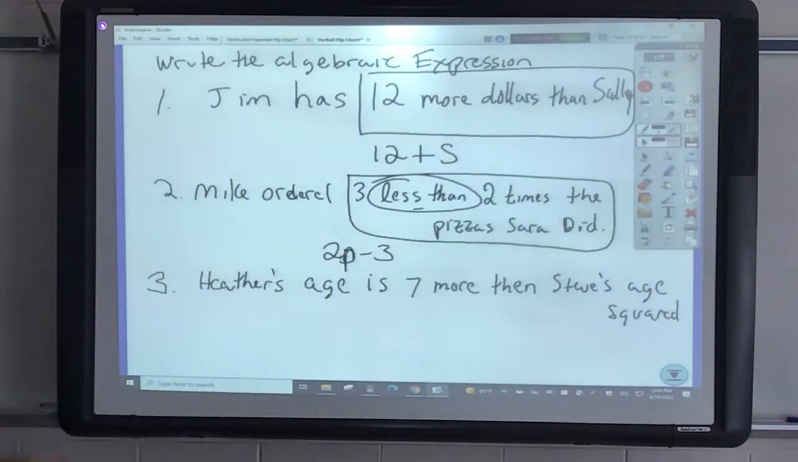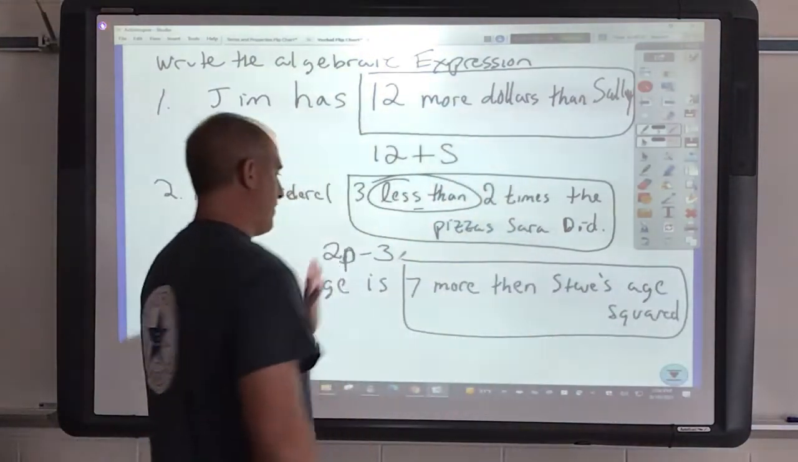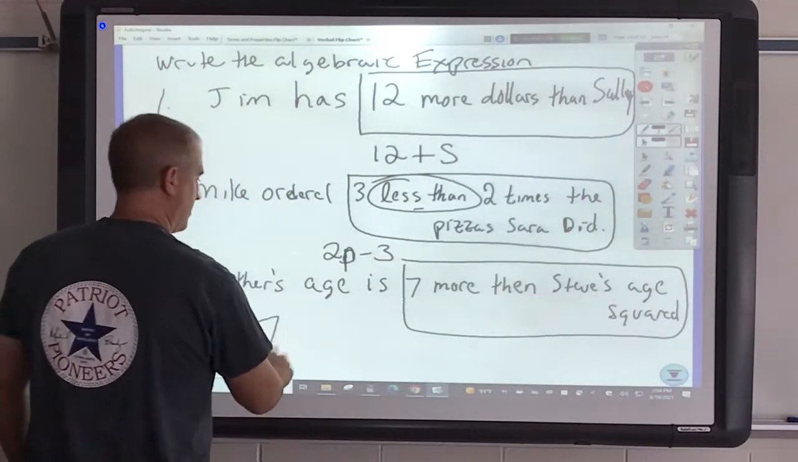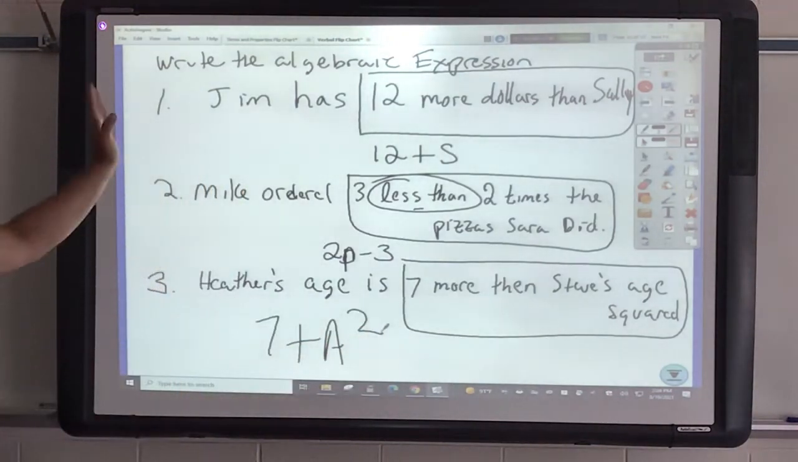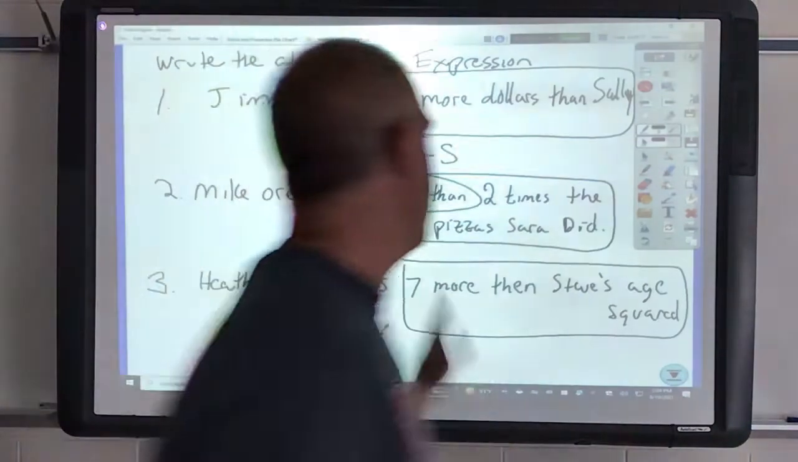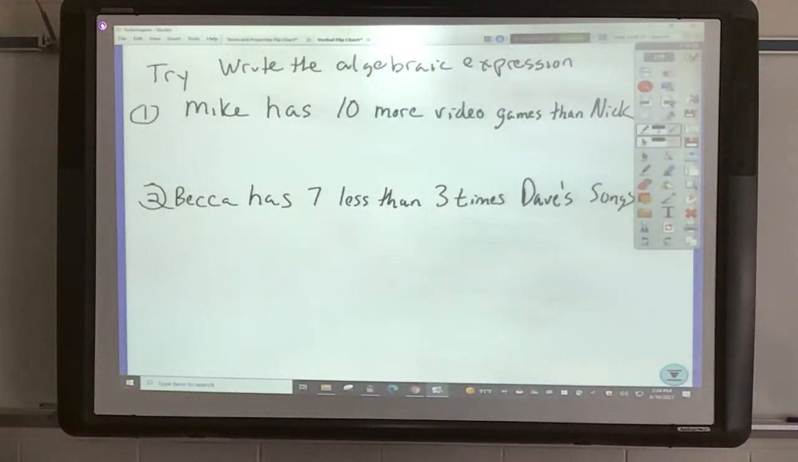Either one works. Sarah's age is 7 more than Steve's age squared. So all I'm going to do is focus on that. 7 more than Steve's age squared. So don't overcomplicate it. The first words aren't as important. It's the back end that's important there. So let's go ahead and pause your video.